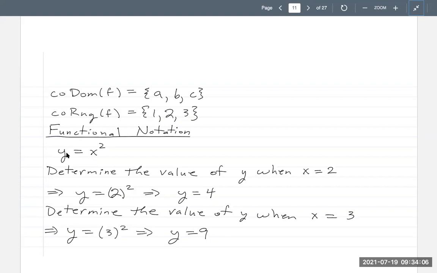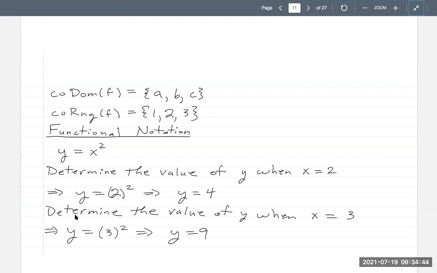I have here, oops, let me just check. Oh, that's wrong. Suppose I have here y equals x squared. And suppose I want to answer the following questions. Determine the value of y when x is 2. Well, that's easy. The value of y when x is 2 is, well, replace x here by 2. So y is equal to 2 squared. 2 squared is 4. So y is 4.